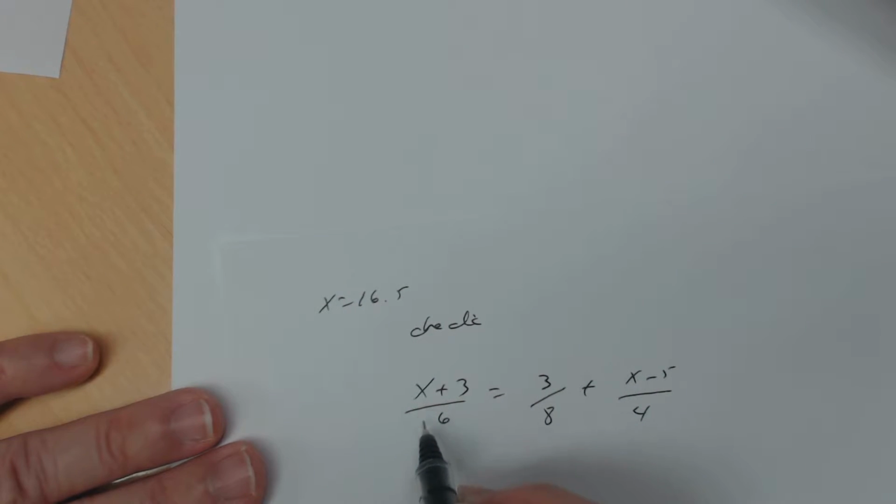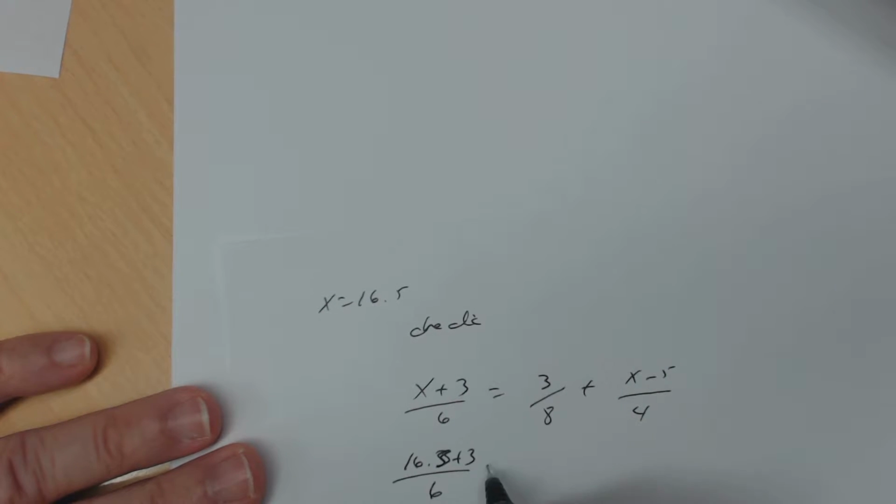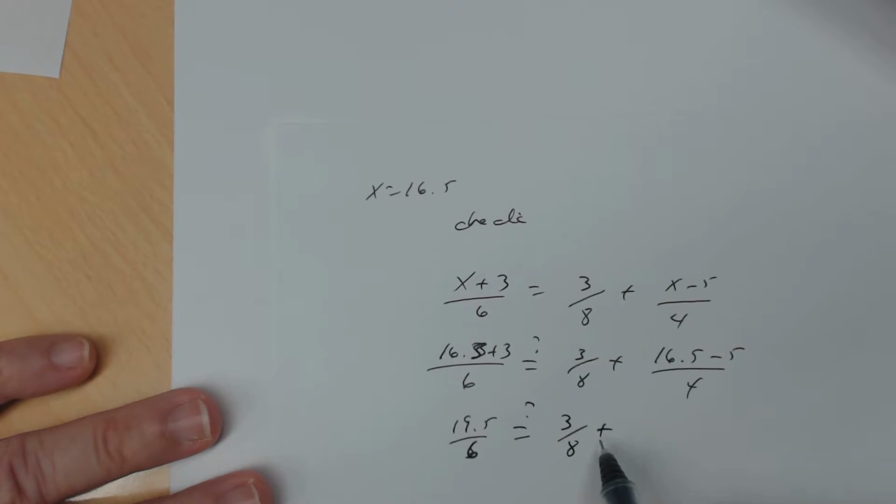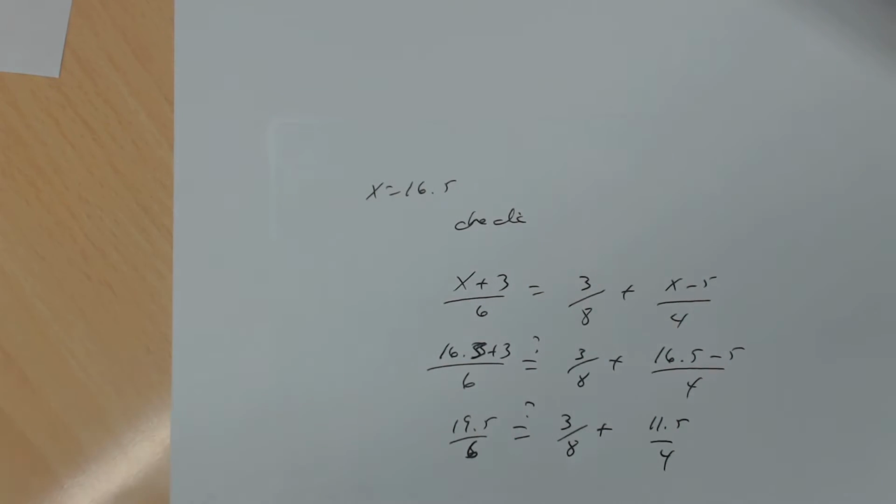All right, so you get 16.5 divided by 5 plus 3 divided by 6, and you want to see if that's going to equal 3/8 plus 16.5 subtract 5 divided by 4. So 16.5 plus 3 is 19.5 divided by 6. And again, you want to see if that's going to equal 3/8 plus, and then 16.5 subtract 5 is 11.5 divided by 4. Now, for the rest, just use your calculator.